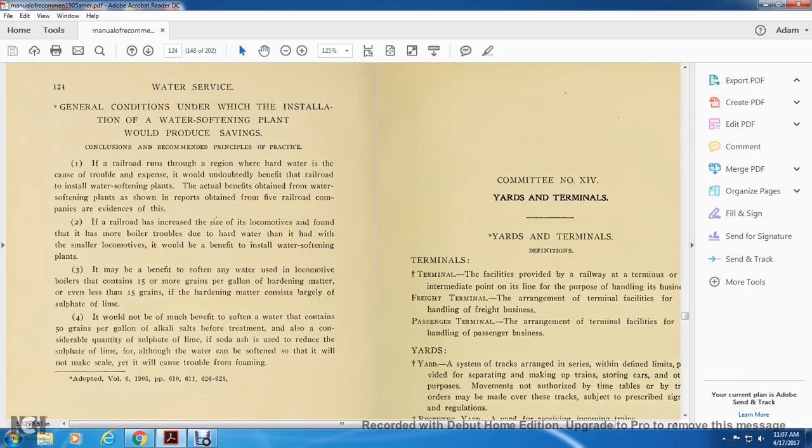It would not be much benefit to soften water that contains a high number of grains per gallon of alkaline salts before treatment, and also a considerable quantity of sulfate of lime if soda ash is used to reduce the sulfate of lime. Though the water can be softened so that it will not make scale, it will cause trouble from foaming.